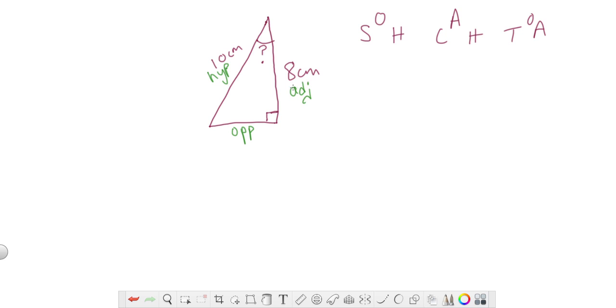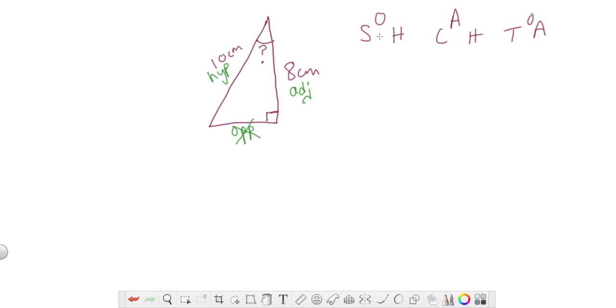Now, out of these three, one of them we don't need. Which one don't we need? We don't need opposite. Why? There's no number here that we're going to use in our calculation. This is the side we're not after. We're not interested in this side, so we cross that one out.